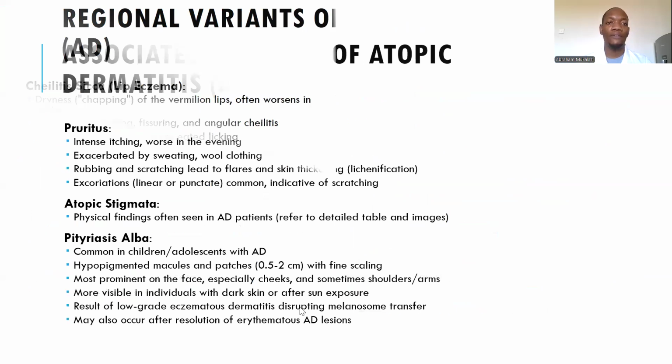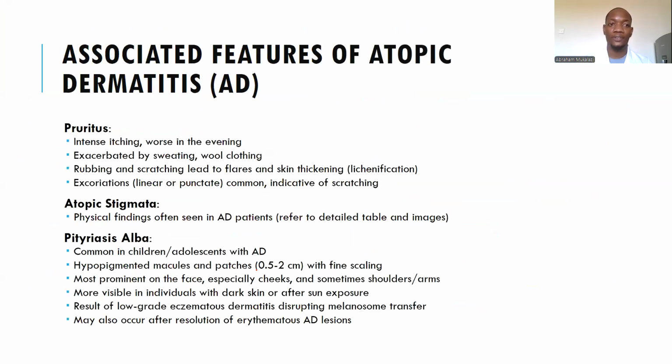So we have what we call the associated features in atopic dermatitis, and if you don't see these, you don't make a conclusion that this is atopy. Pruritus is one of the features that is very, very specific in atopy. It has to be there for you to say the patient has atopic dermatitis. So if you see a rash without pruritus, it is not atopy, 100%.